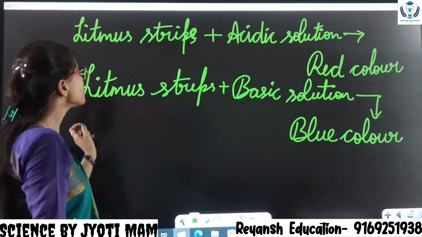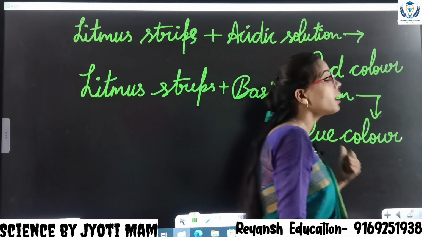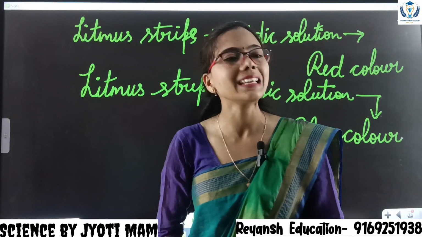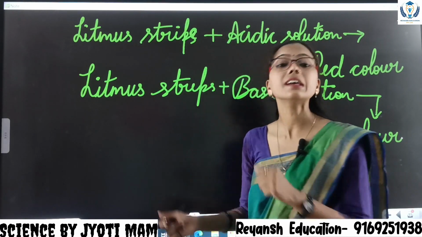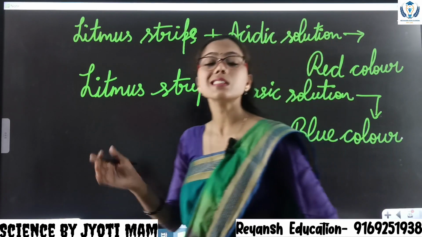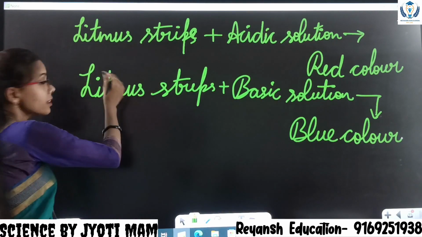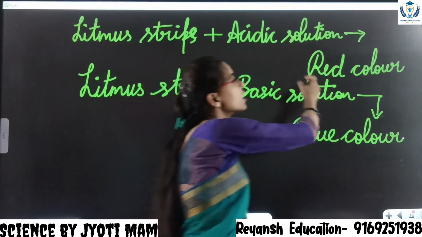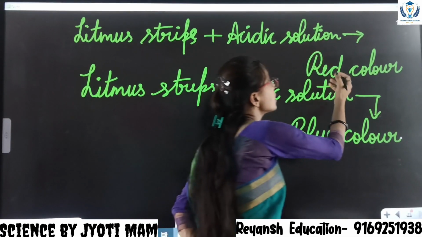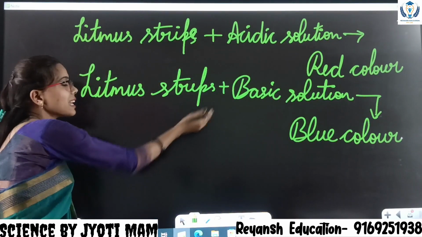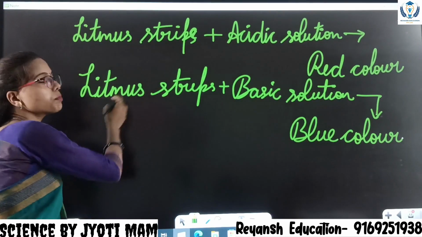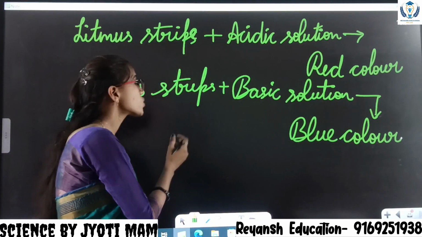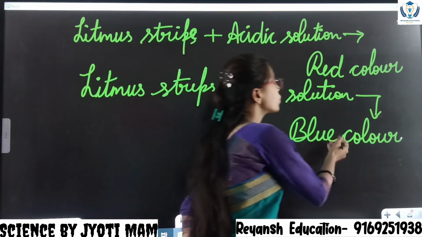So this way, litmus strips or litmus solution helps us to find whether the substance is acid or base in nature. When we dip litmus strip into the acidic solution, then the color of litmus strip will be turned into the red color. And when the given solution is basic in nature, then after dipping the litmus strip into the given solution, the color of that litmus strip will be changed into the blue color.